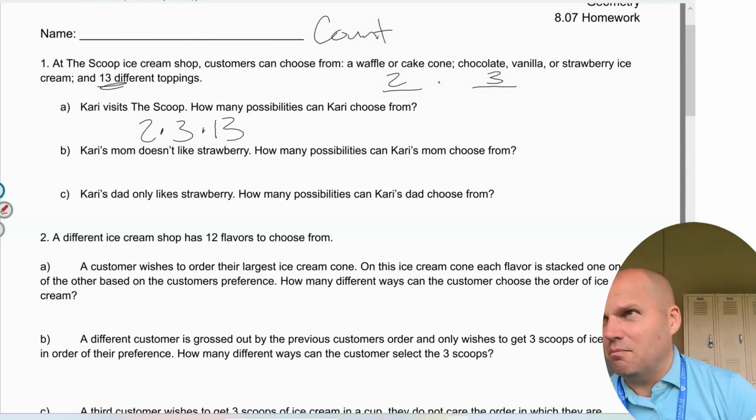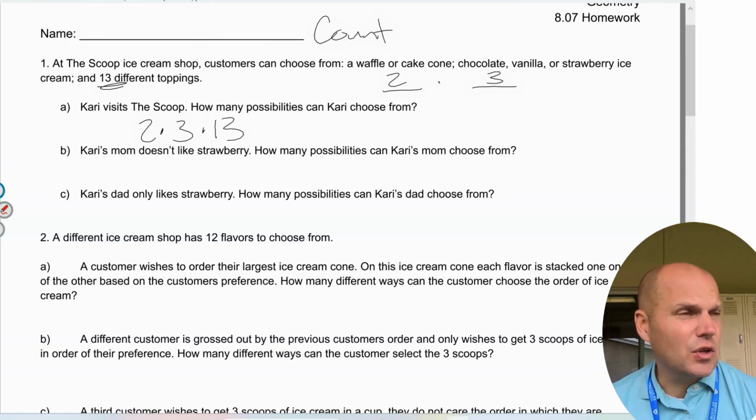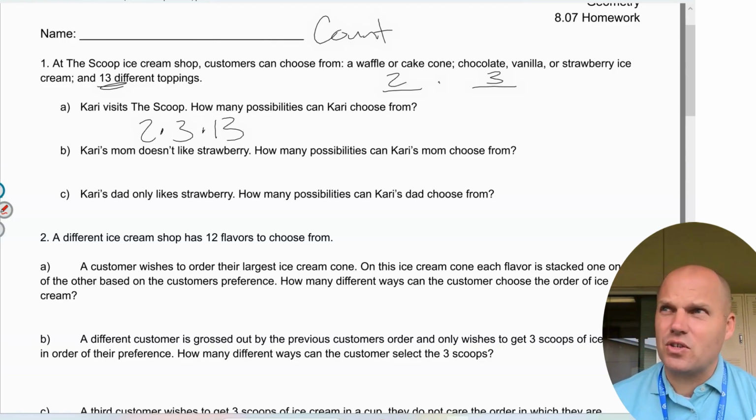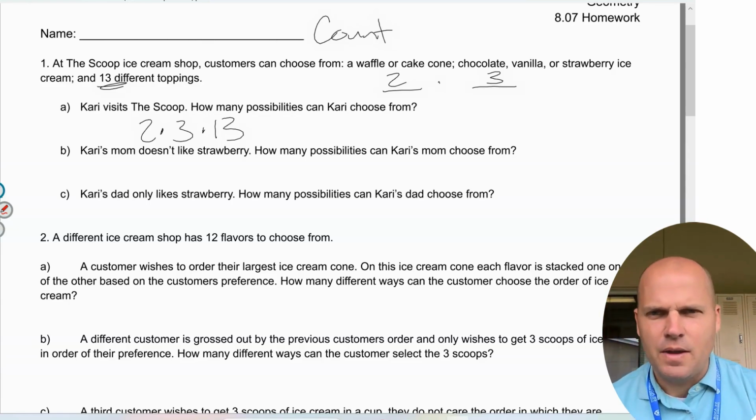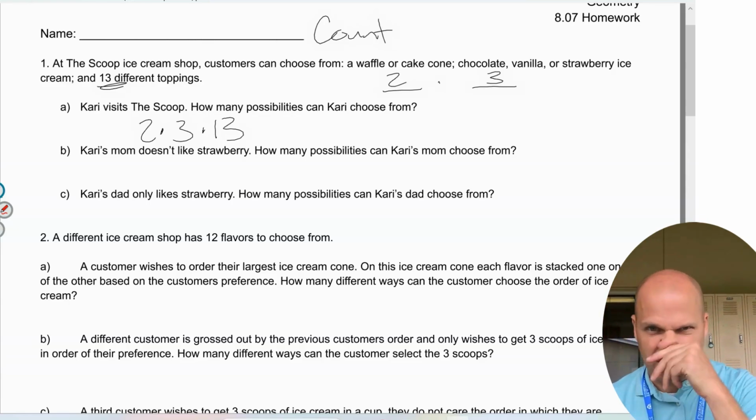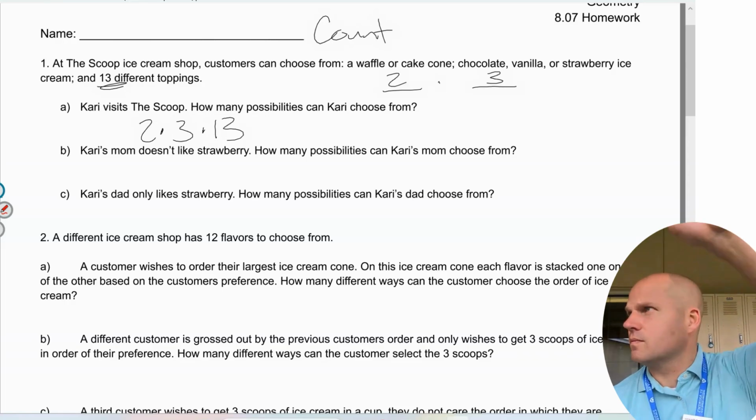Obviously, you can usually get more than one topping. You can get one topping, or two toppings, or three toppings. And that would be a lot more possibilities. So let's just assume you can do one topping.